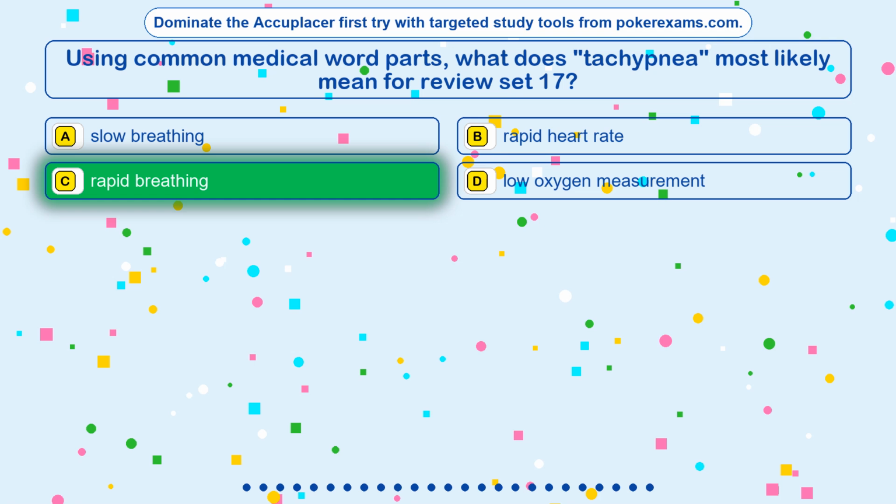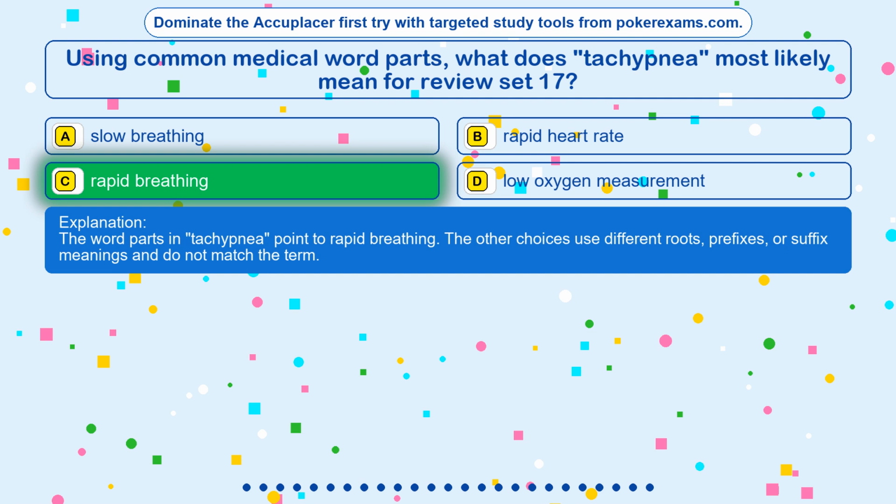The correct answer is option C, rapid breathing. The word parts in tachypnea point to rapid breathing. The other choices use different roots, prefixes, or suffix meanings and do not match the term.